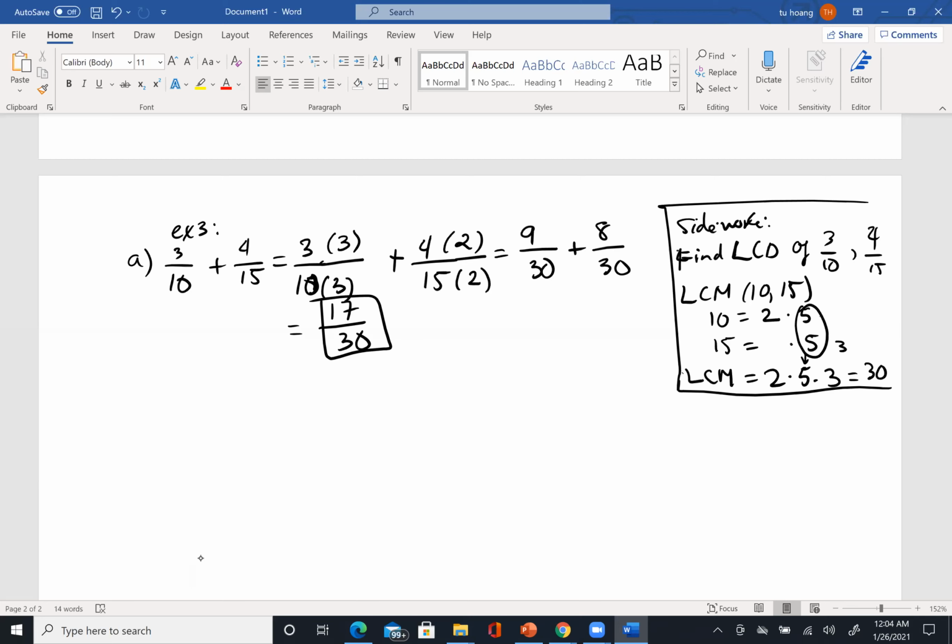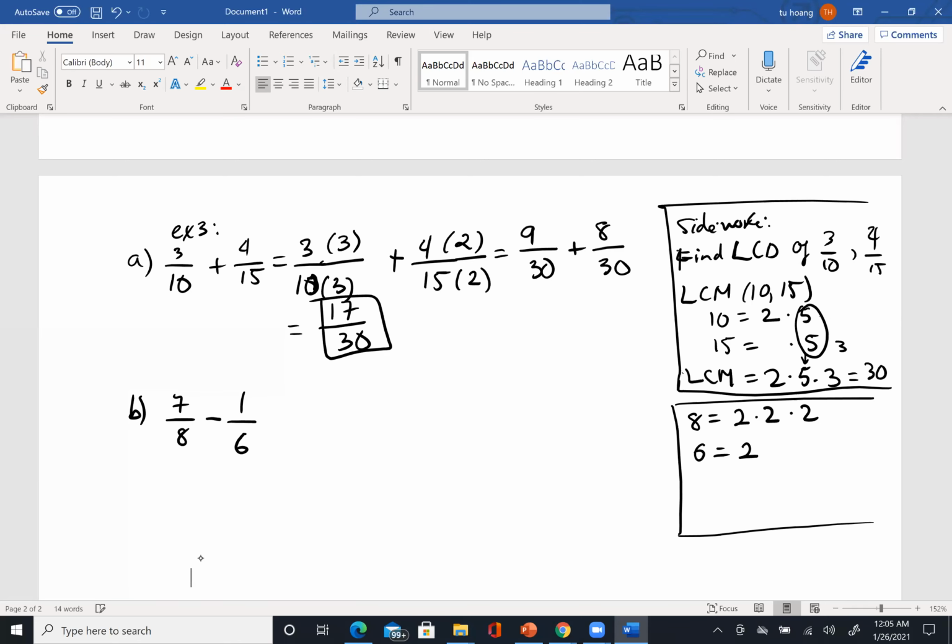Let's do another one. So say B, I have 7 over 8 minus 1 over 6. If I do side work, I need to look for the LCD, right? So I have 8 equal to 2 times 2 times 2, right? Let me try the listing step. So 6 is going to be equal to 2 times 3.